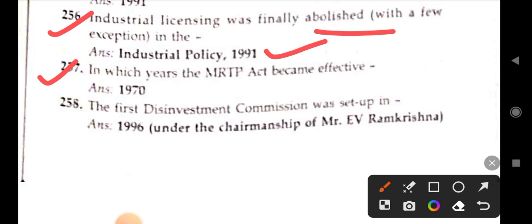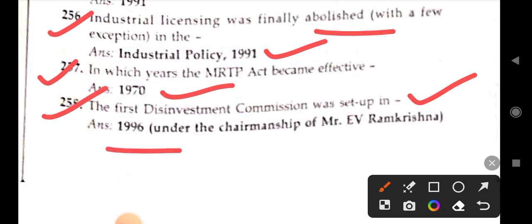In which year did the MRTP Act become effective? 1970. The first disinvestment commission was set up in 1996 under the chairmanship of Mr. G.V. Ramakrishna.